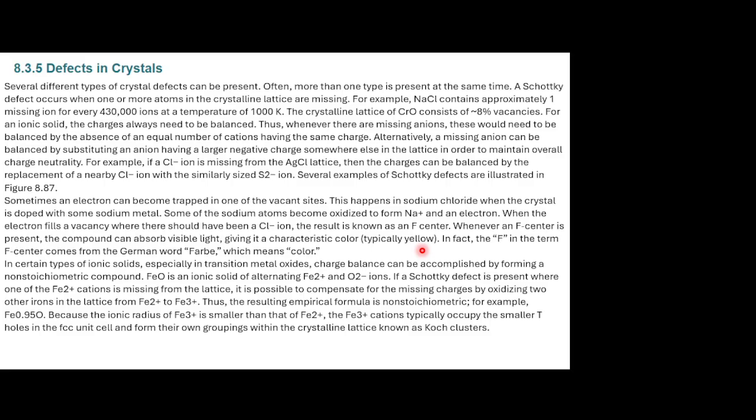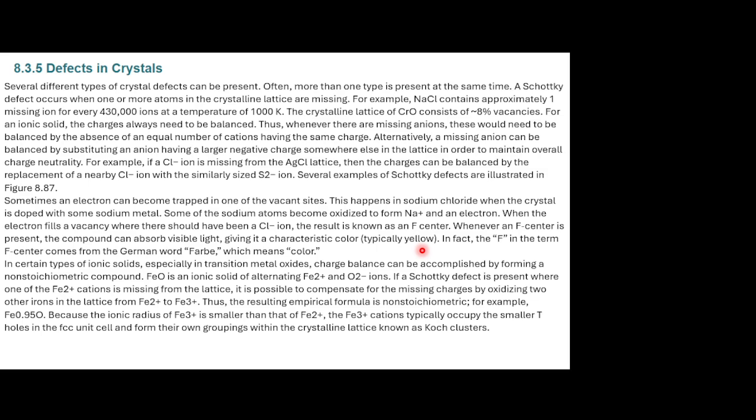So the Schottky defect is going to occur when one or more atoms in the crystal lattice are actually missing. So you're actually going to have a missing hole. For example, you could have NaCl. If you looked at your NaCl crystals in your table salt shaker, you're going to have about one missing ion for every 430,000 ions, and that would be at a temperature of 1,000 Kelvin. So in a fairly hot oven, you'd have one missing in every 430,000. Now notice that is a pretty low number, especially considering the heat.